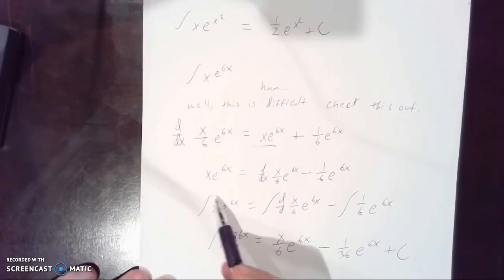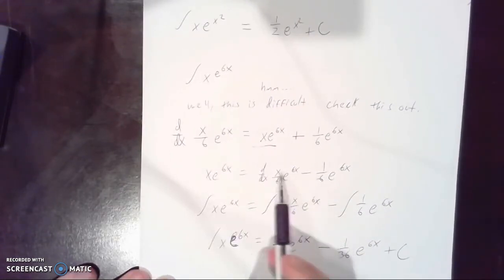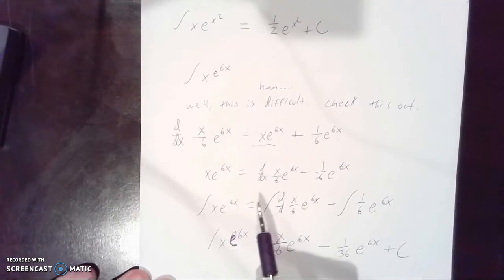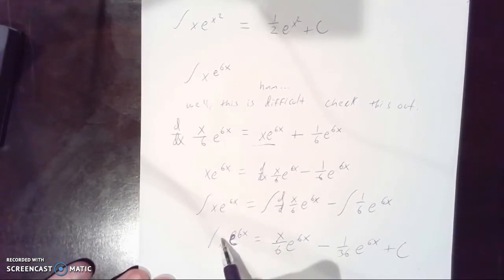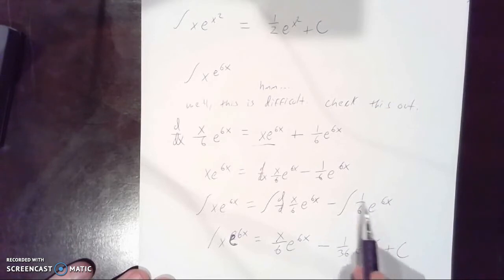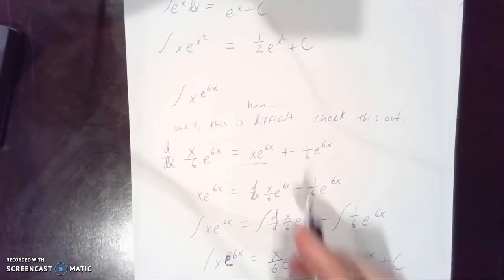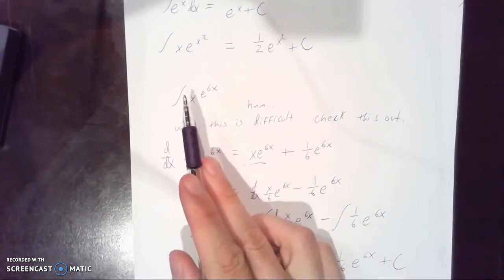If we integrate both sides, and the integral is a linear operator, so we can split things up, everything's fine. Just integrate every single term. The integral that we want is the integral of the derivative of x over 6 e to the 6x. Well, that is the function back, right? x over 6 e to the 6x. And then we integrate 1/6 e to the 6x. Well, that's going to again divide by 6, and we get a 1/36 e to the 6x plus a constant.